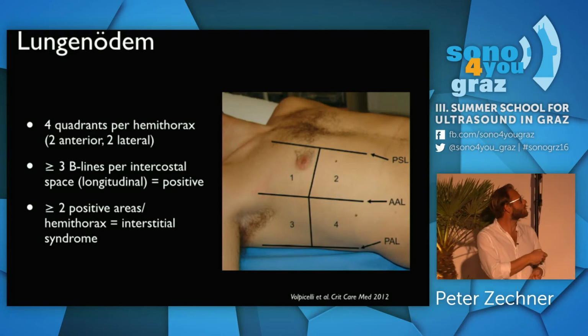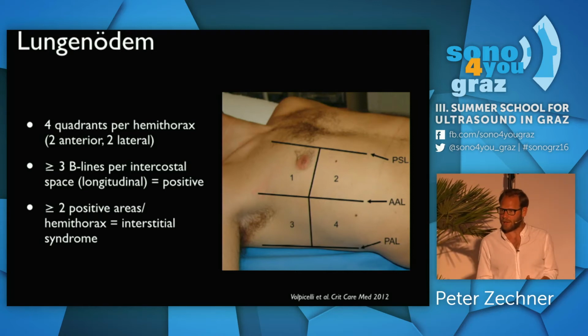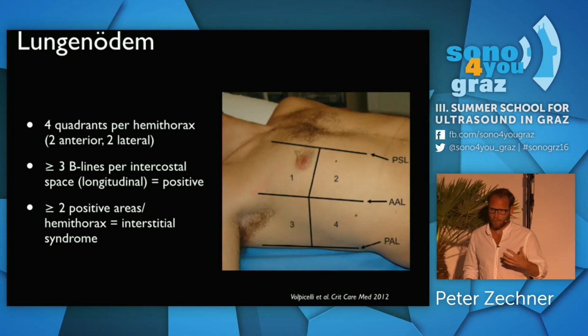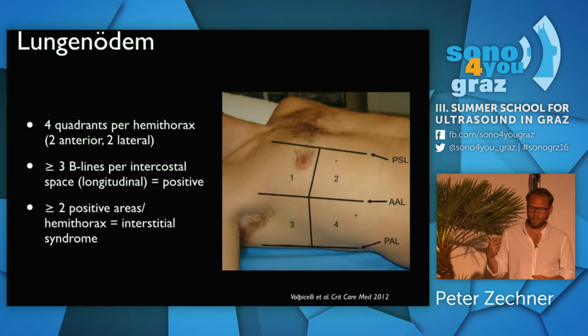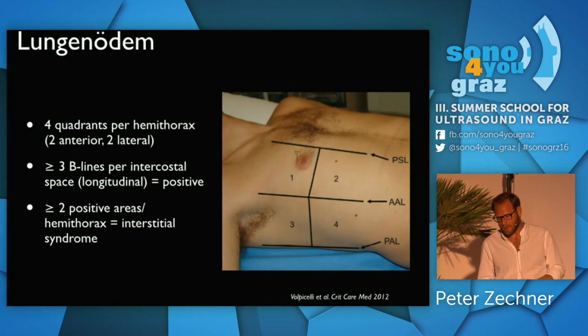And if we have 2 or more positive areas per hemithorax, we can be pretty sure that this patient is in interstitial syndrome, generally in pulmonary edema. Okay, so we scan 8 regions on the whole thoracic wall, and if we find 2 or more positive areas on each side, it's very probable that the patient is in pulmonary edema.